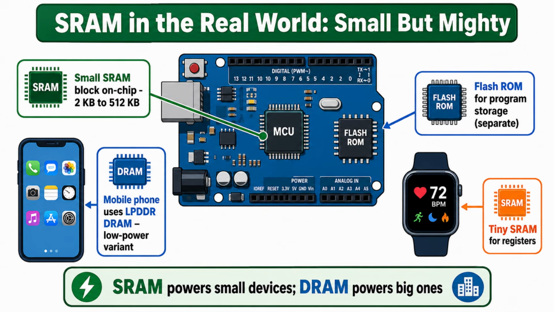SRAM also shows up in lots of places you might not expect. Microcontrollers, like the ones in Arduino boards or washing machine controllers, often have a few kilobytes of SRAM built right in for temporary data storage. Smartphones use a low-power variant of DRAM called LPDDR for their main memory. Smartwatches use tiny SRAM registers. Even your router has SRAM inside it for fast packet processing.